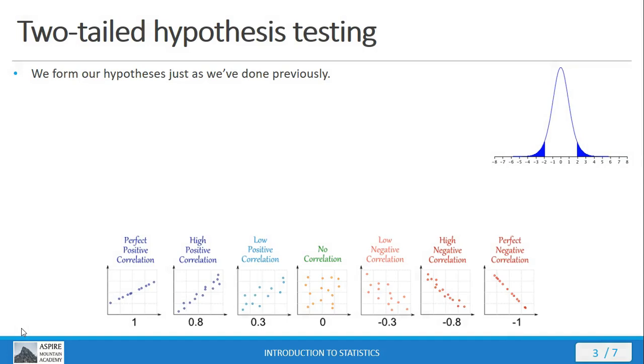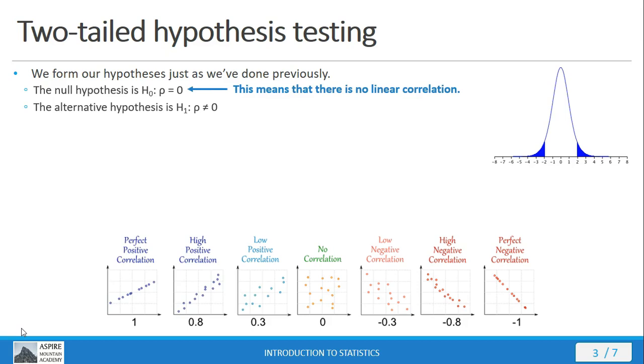So for two-tailed hypothesis tests, which is typically what we have, we're going to form a hypothesis just as we've done previously. The null hypothesis will be a statement of equality, and so we're going to set the population parameter for the linear correlation coefficient, rho, equal to 0. That means that if the null hypothesis is true, there is no correlation between our variables. The alternative will then be that the population linear correlation coefficient is not equal to 0. So it could be negatively correlated or positively correlated.